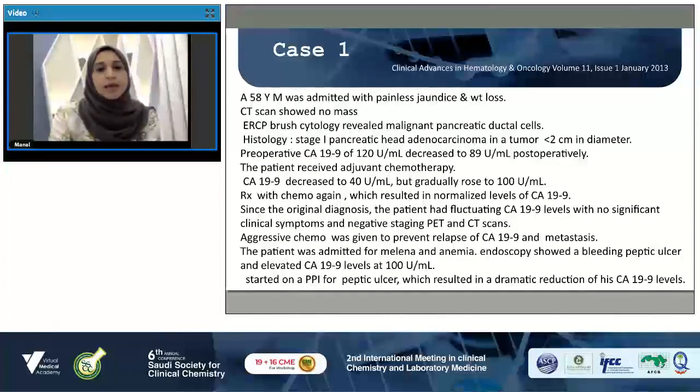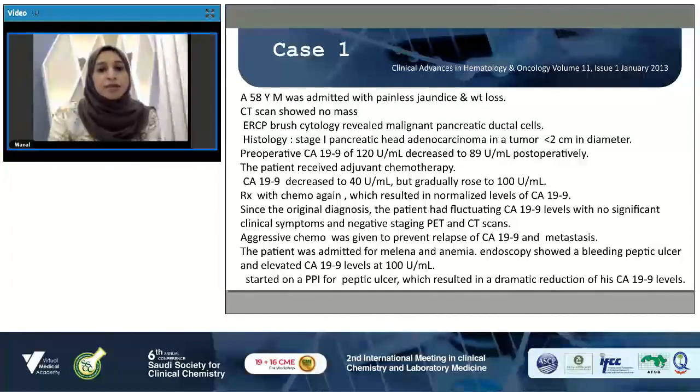His CA19.9 decreased to 40, but gradually it rose to 100. So he went for another chemotherapy, which resulted in normalization of his CA19.9. Since the original diagnosis, the patient had that fluctuation in his CA19.9 with no significant clinical symptoms and, of course, negative staging on PET scan and CT scan. So to prevent relapse and metastasis, he went for another aggressive chemotherapy.